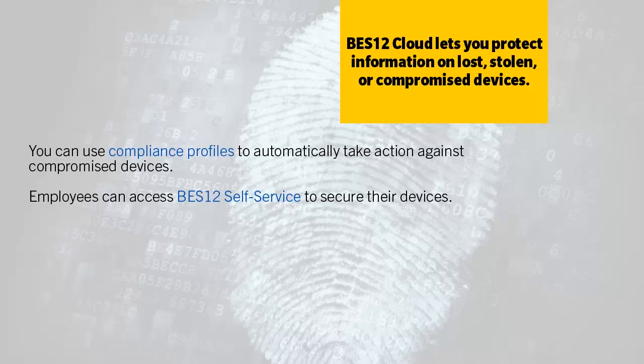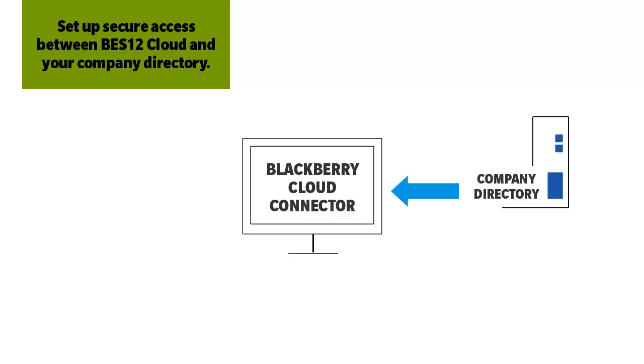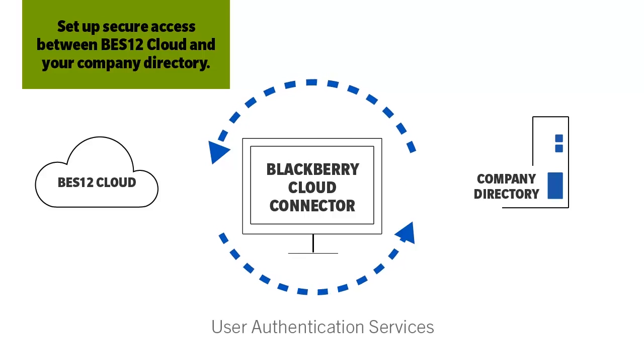If an employee must protect data on a lost, stolen, or compromised device, they can access BES12 self-service and secure their device. The actions they perform can vary depending on the type of device. Set up secure access between BES12 Cloud and your company directory. The BlackBerry Cloud Connector is an optional component that is deployed inside your organization's firewall. It connects the company directory to BES12 Cloud to allow basic attribute synchronization, search, and user authentication.